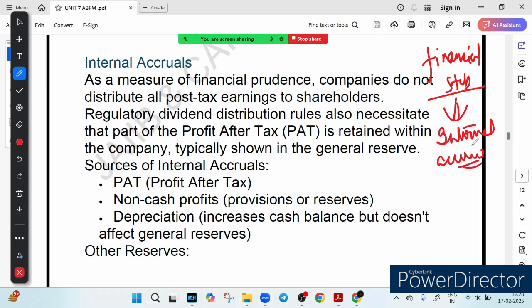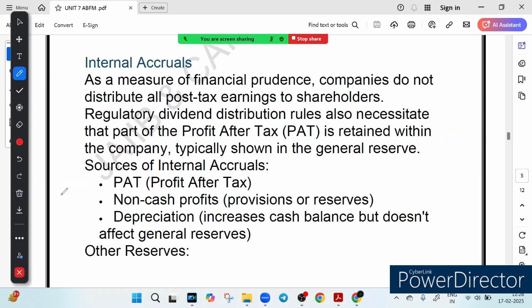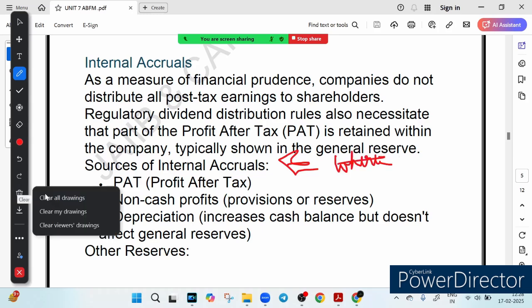Now I hope you understand why companies don't distribute all their profit among the investors. Because they want financial stability, and for financial stability they need to save some money, and that money is what we call internal accrual. Now the next pertinent question is: where does this money come from? What is the source of this internal accrual?